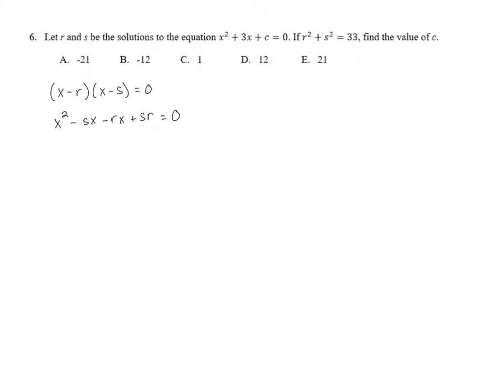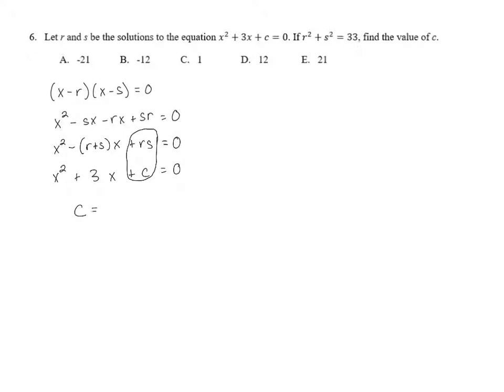And if we combine the terms in the middle, this is going to give us x squared minus the quantity r plus s times x. I normally write things in alphabetical order while I can. Plus rs equals 0. But we know that this equation has to be x squared plus 3x plus c equals 0. What that tells us is that c has to equal rs, because these equations are equal.